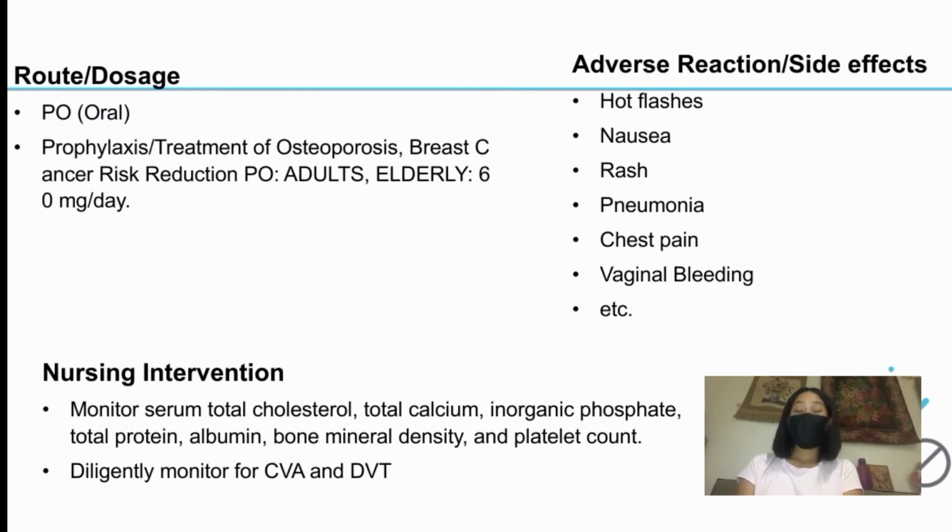Route or dosage: PO oral, prophylactic treatment of osteoporosis, breast cancer risk reduction, adults elderly 16 mg a day. And adverse reaction or side effects: hot flashes, nausea, rashes, pneumonia, chest pain, vaginal bleeding, and etc. And lastly, the nursing intervention. Monitor serum total cholesterol, total calcium, inorganic phosphate, total protein, albumin, bone mineral density, and platelet count. Diligently monitor for CV and DVT.